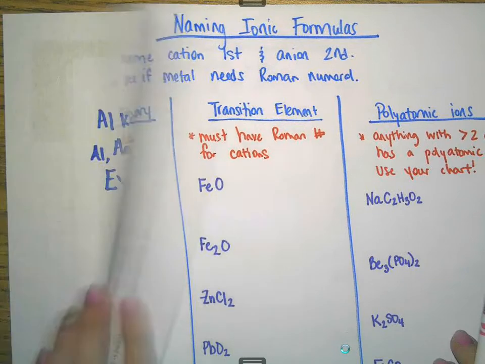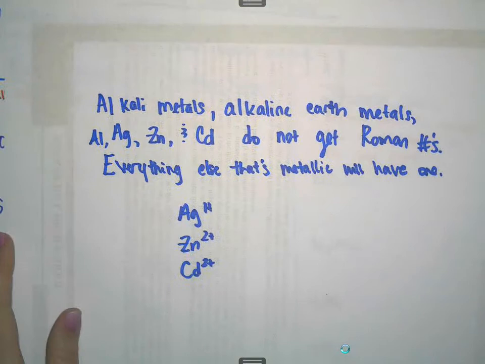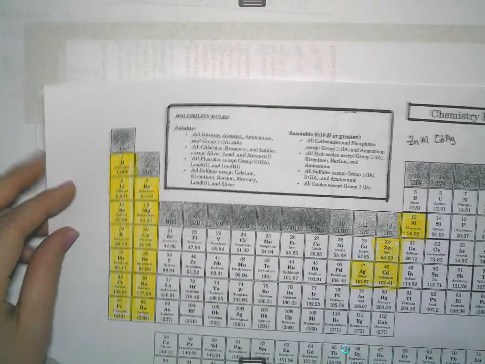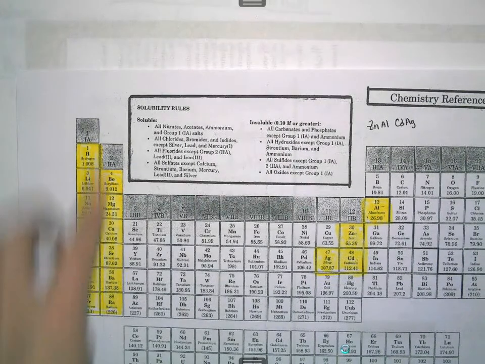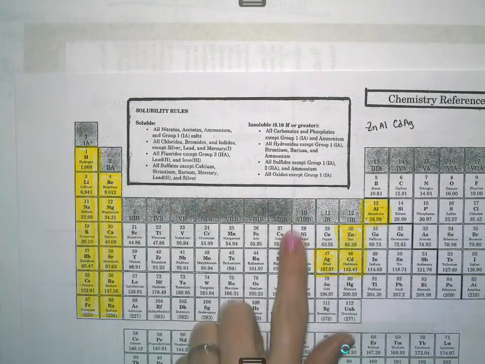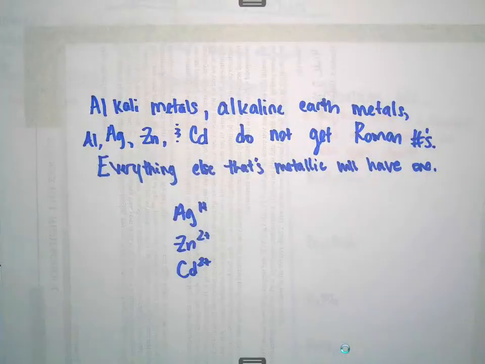So a little bit about that before we go on. If you remember from class, we have said that all alkali metals, all alkaline earth metals, those are group 1 and group 2 elements, aluminum, silver, zinc, and cadmium, they do not get Roman numerals. Everything else that's a metal will have one. So here on the periodic table, you can see we're talking about the first 2 groups and then 4 elements that are right over here. Anything else, if you have elements that fall outside of that, then for what we're going to do in our class, those other elements will get a Roman numeral. The things that I put in yellow will not.